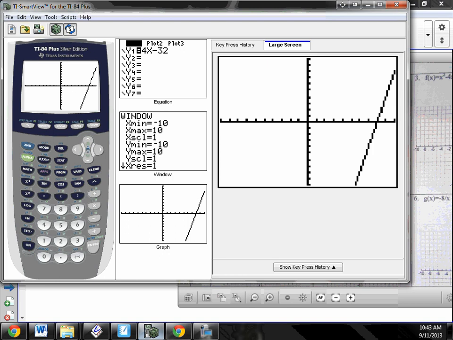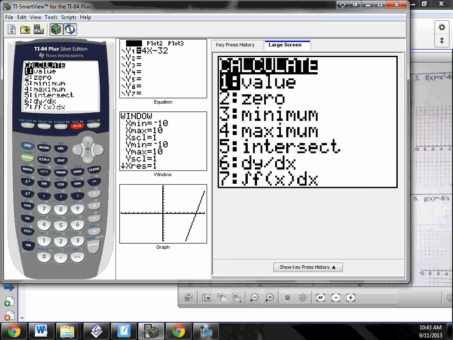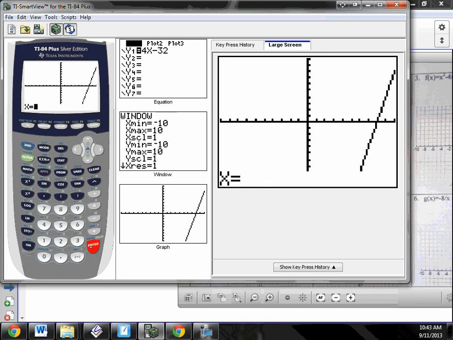So to find the y-intercept, we want to plug in x equals 0. Watch this carefully. Push second, and then above the trace it says calc. You have a whole list of calculations, and the first one says find a value. So hit enter on value. Second calc, and number 1 is value.